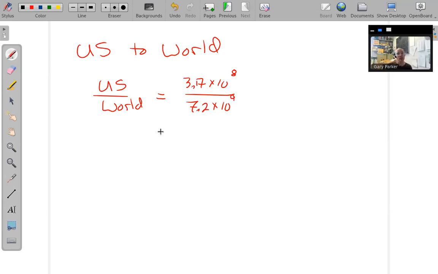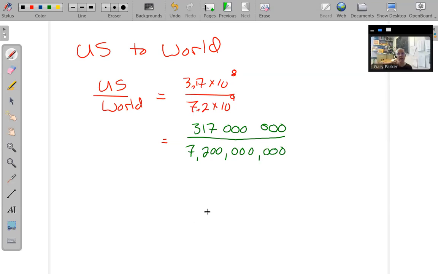And I could just type that into my calculator. Alternatively, you could write them out as regular numbers. Like, what was it? It was 317 million versus 7.2 billion. So I would go 7, comma, 200, and then keep adding zeros. That's millions one more time until I get billions. And again, I can just type this into Desmos as I see it.